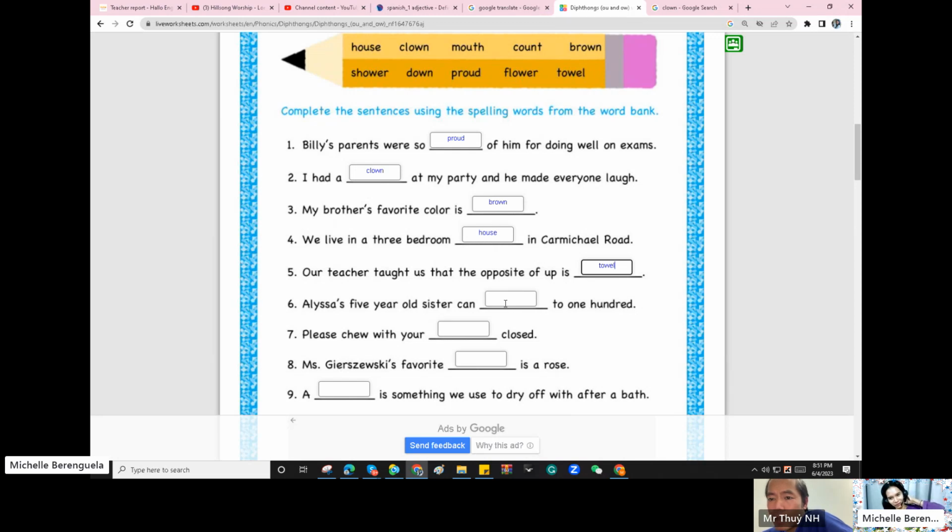Number six. Eliza's five-year-old sister can blank to 100. She can blank to 100. 1, 2, 3, 4, 5, 6, 7. Oh, what do you call that? Is it mouth, count, flower, or shower? Count. Count. Okay, number seven.